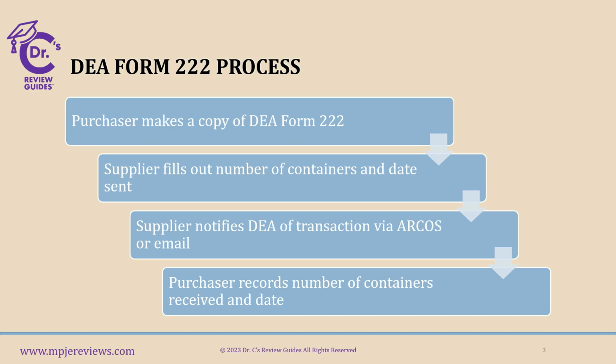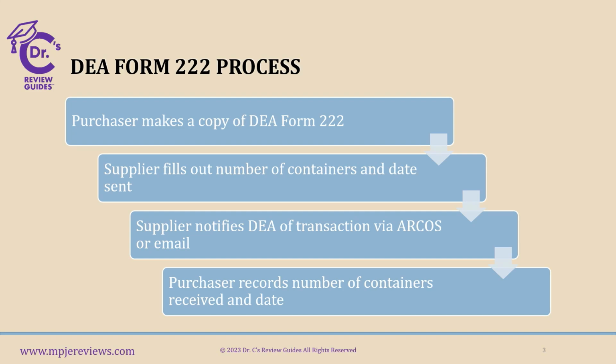You would have to notify DEA of that transfer of Schedule II controlled substances, and since you're not reporting to ARCOS, you would have to do that through email, and they actually have a specific email that DEA set up. I think it's called DEA order forms at usdoj.gov or something like that. It's listed for you in the book on page 70. So that's the manual process to order a Schedule II controlled substance.